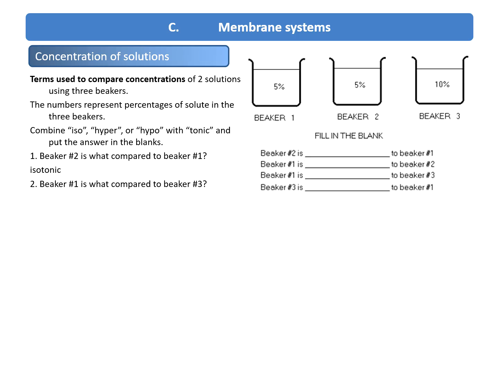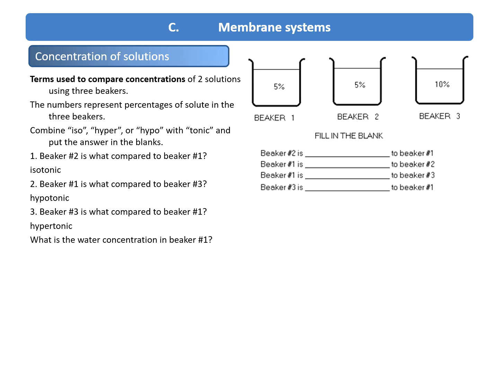What about beaker number 1 compared to beaker number 3? Hypotonic. Lower solute in number 1 compared to number 3. What about comparing beaker number 3 to beaker number 1? Hypertonic. Beaker number 3 has a greater solute concentration.